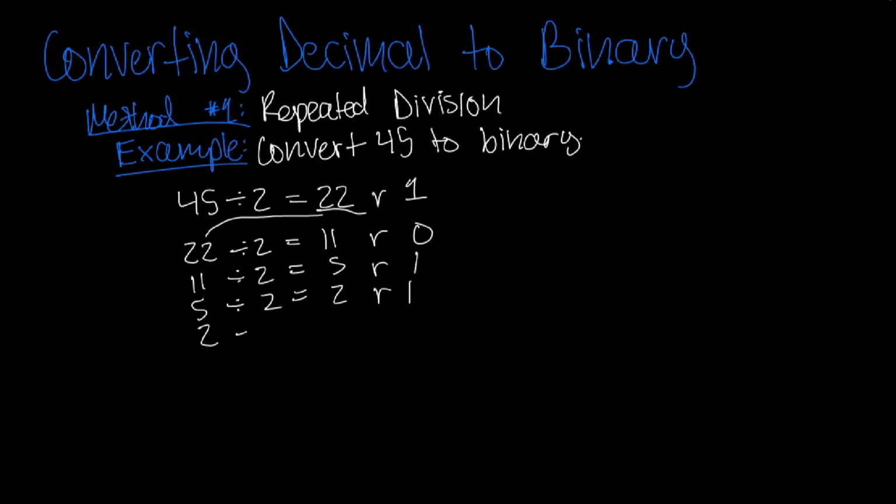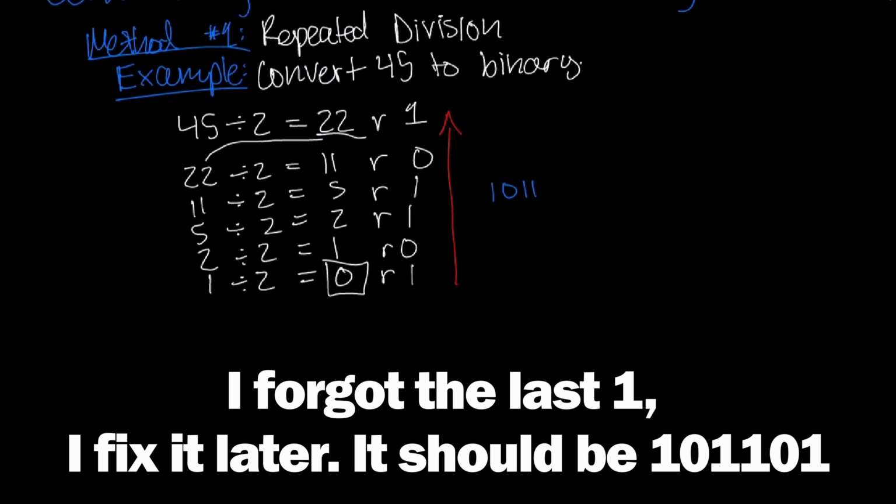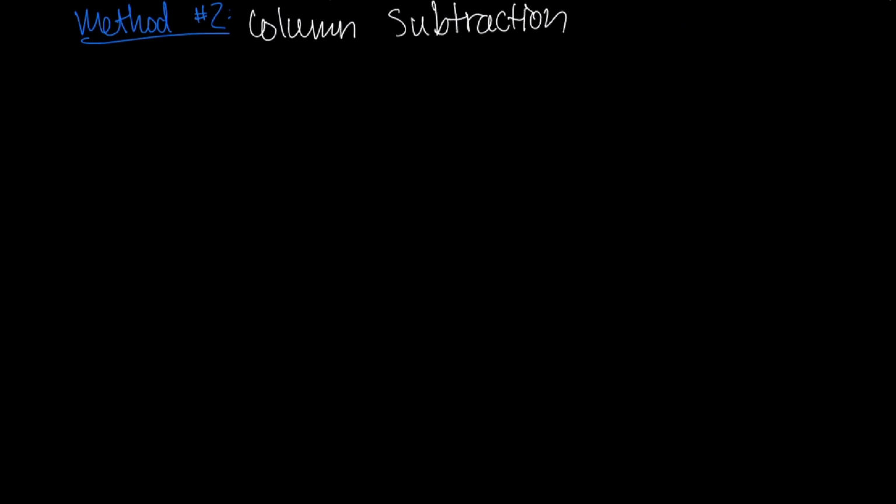Then we're going to do 2 divided by 2 is 1, remainder 0. And then we're going to do finally 1 divided by 2 is equal to 0, remainder 1. You know you're done when this number right here is a 0. Then to get our answer, what we're going to do is read the remainders from bottom to top. So we're going to start here and read upwards, and that's going to give our answer, which is 1, 0, 1, 1, 0.